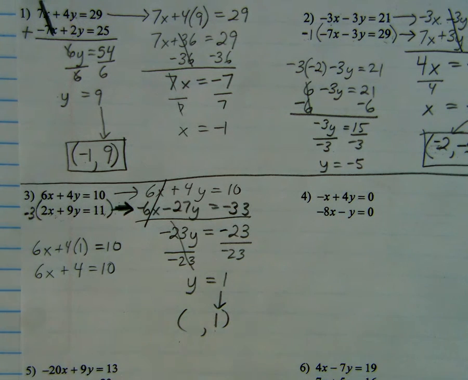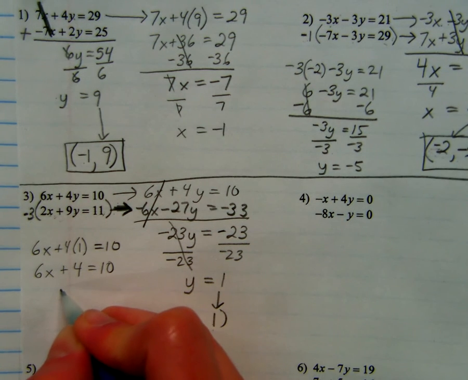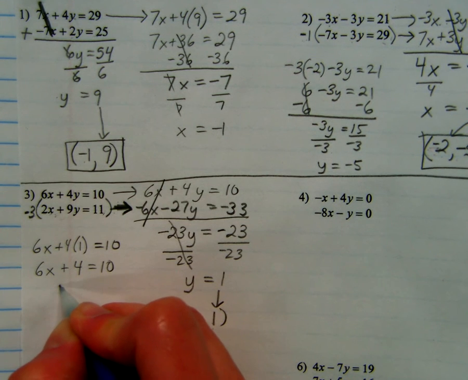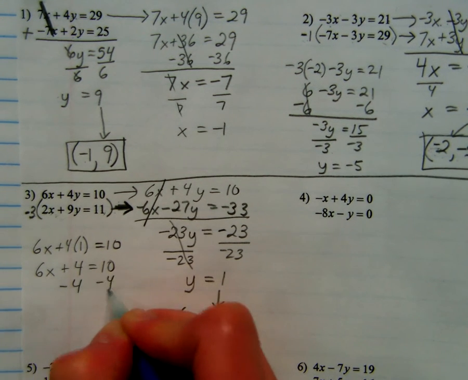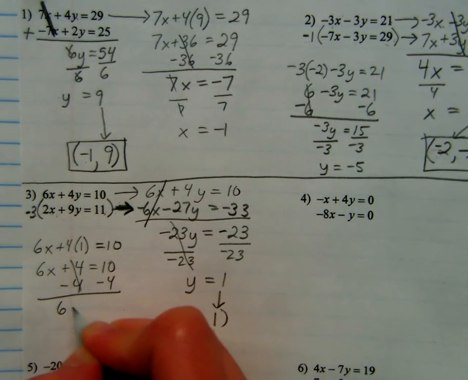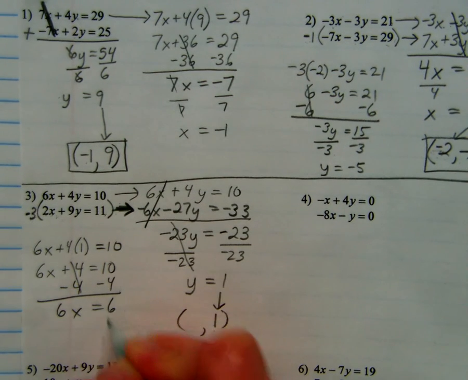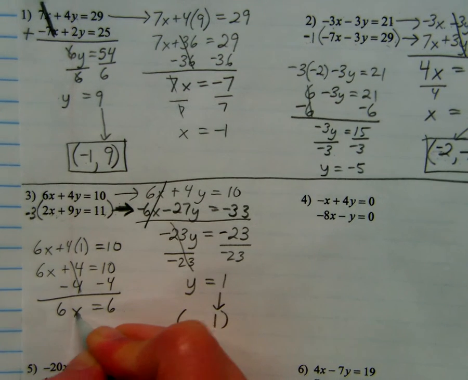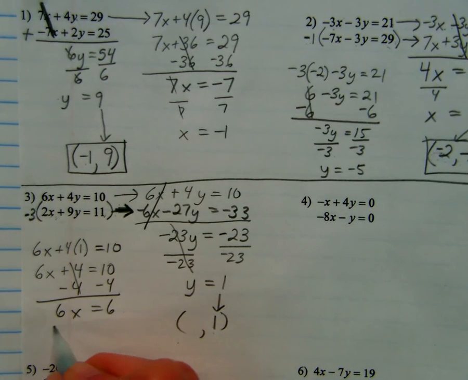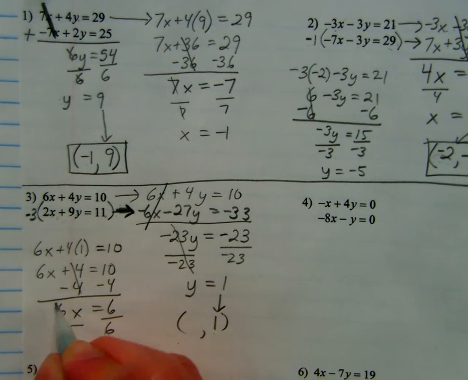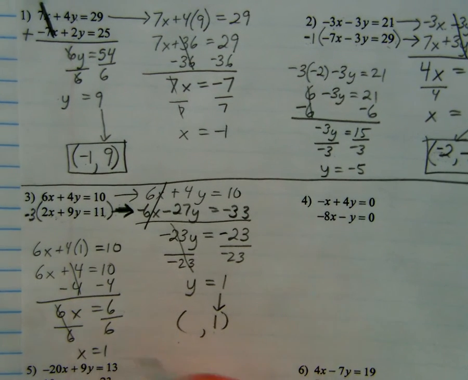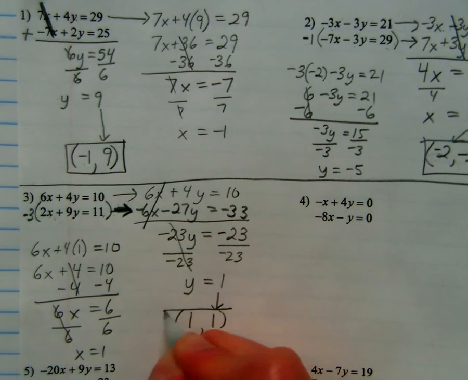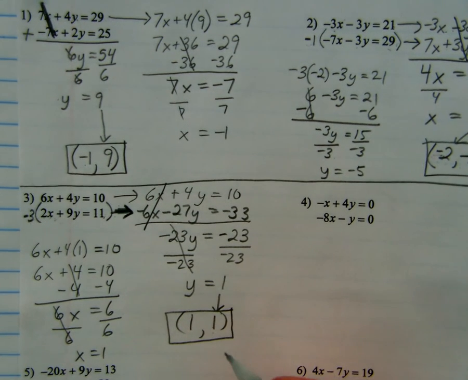So now what? -4. Good job, -4. So we have 6x equals 6. And then what do we do to solve for x? Divide by 6. Divide by 6. Good job. So then x equals 1, and that will be the x coordinate for our answer. So we end up with 1, 1.